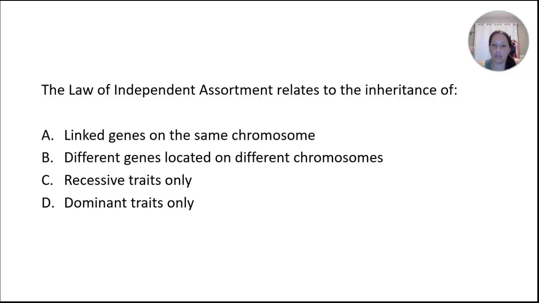So hopefully you got B. So this is going to deal with genes, different genes. So we're studying two genes at the same time, so dihybrid. And those two genes have to be located on different chromosomes to follow this rule. If they're on the same chromosome, those are called linked genes, and they won't follow this law. Okay, so B is the correct answer here.